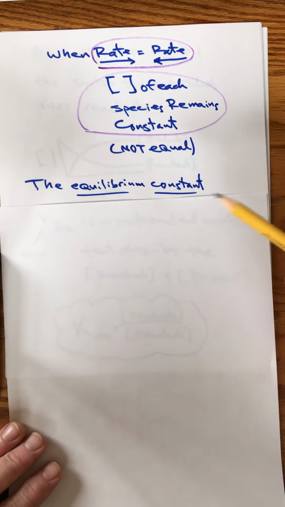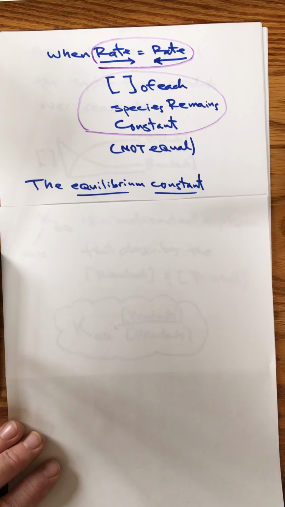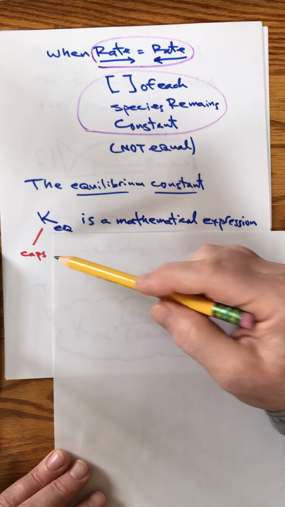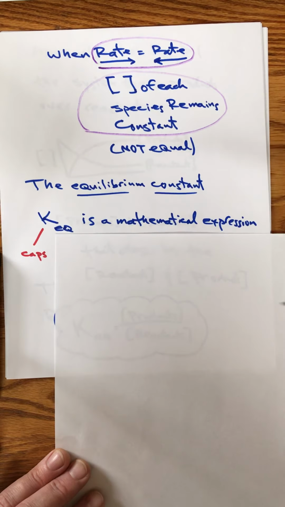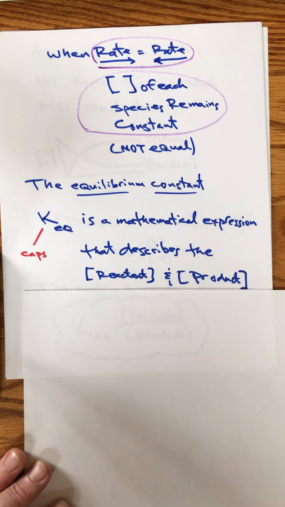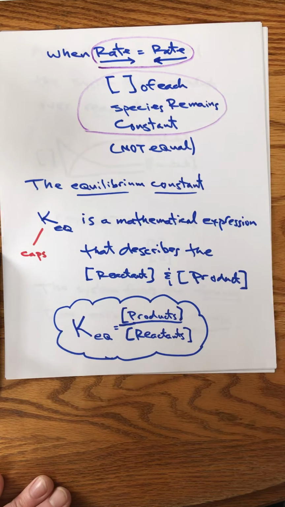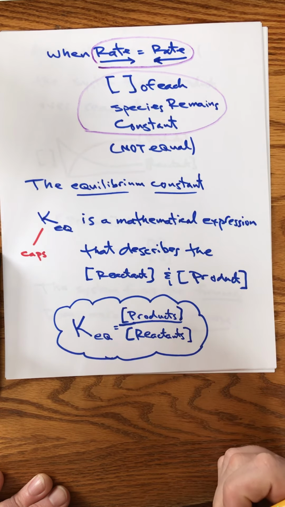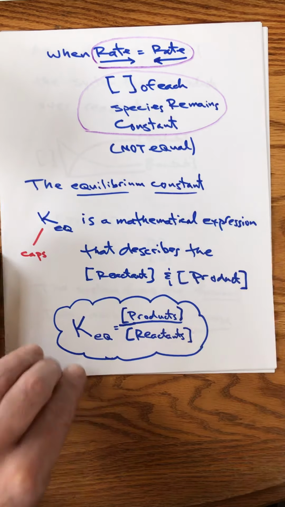So the equilibrium constant, play on words there, I guess, is an expression of K. It's a capital K this time. It's mathematically something that describes, well, what is my concentration of products relative to my concentration of reactants? So it's going to mathematically put them together. And by definition, KEQ is defined as the concentration of the products divided by the concentration of the reactants.